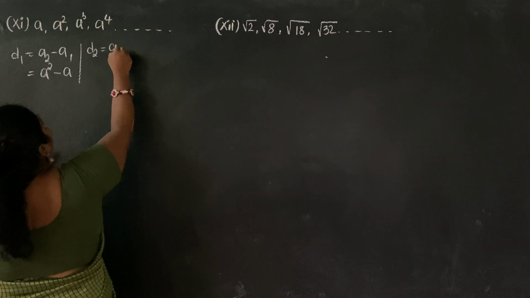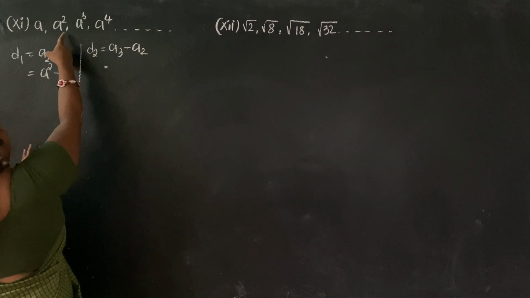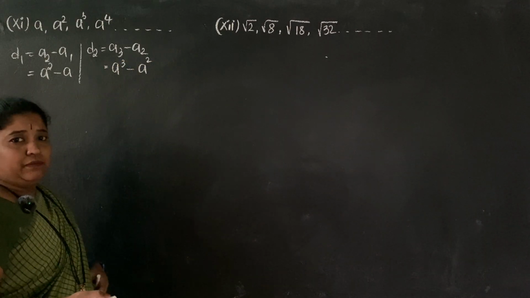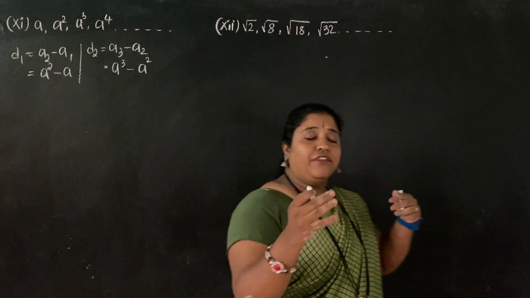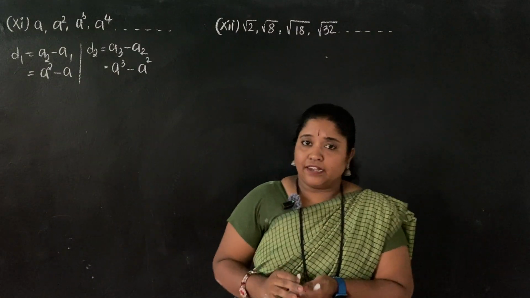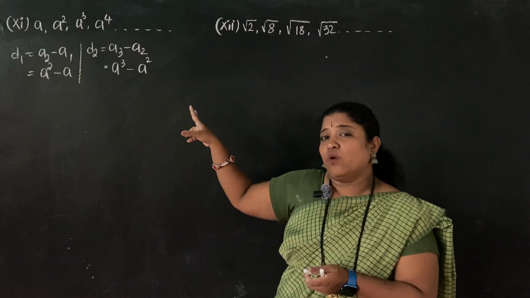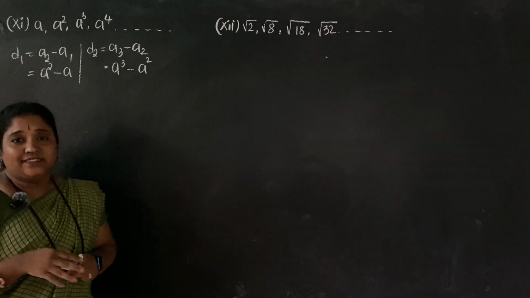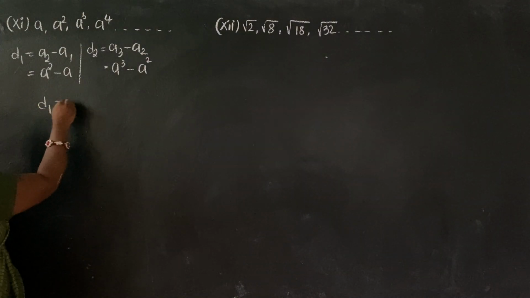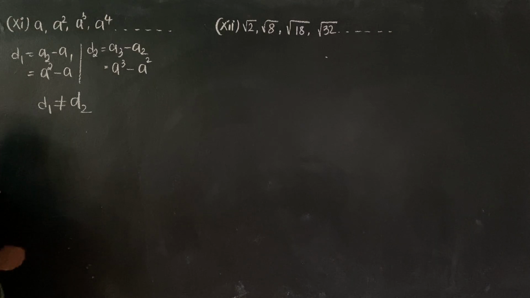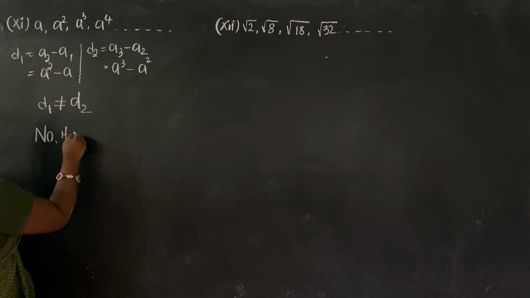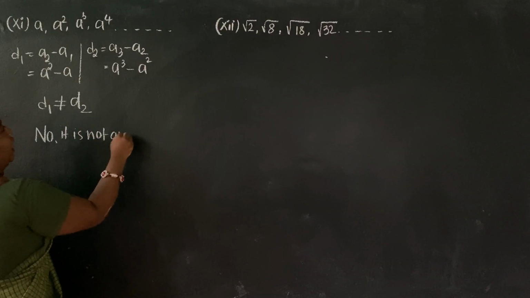Okay. If I calculate D2, D2 is A3 minus A2. What is there in A3, dear? A cube. What is there in A2? A square. Again, I cannot subtract because A cube is a totally different term compared to A square. Understanding? So I cannot subtract. You just see the differences over there. They are not exactly same. A square minus A is not equal to A cube minus A square. I conclude that D1 is not equal to D2. So I write here, no, it is not an AP.